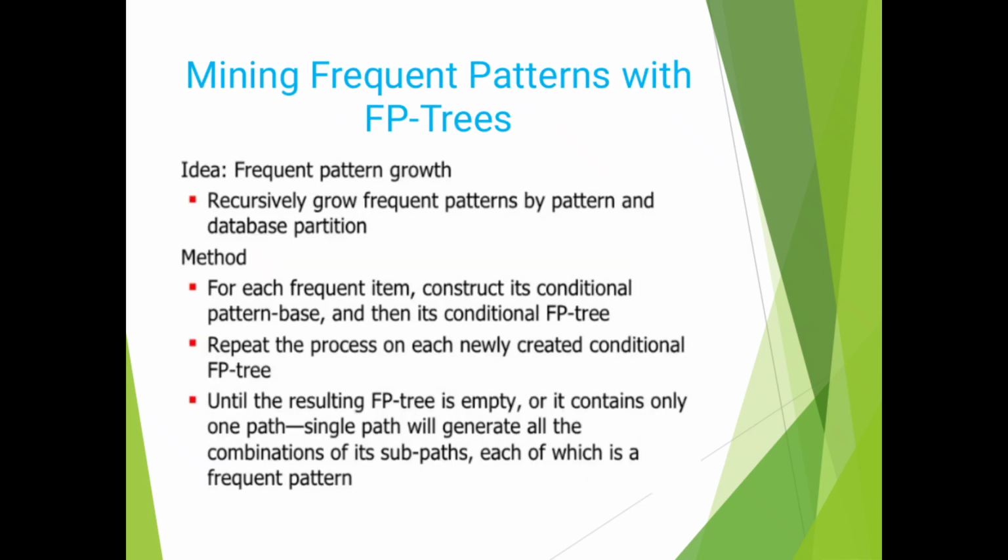Next one, mining frequent patterns with the FP tree. The first idea is that frequent pattern growth recursively grows frequent patterns by pattern and database partition. The method: for each frequent item, construct its conditional pattern base and then its conditional FP tree. Repeat the process on each newly created conditional FP tree until the resulting FP tree is empty or it contains only one path, and a single path will generate all the combinations of its subpaths, each of which is a frequent pattern.